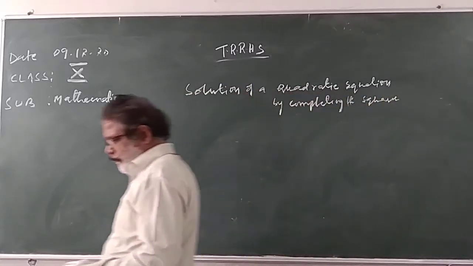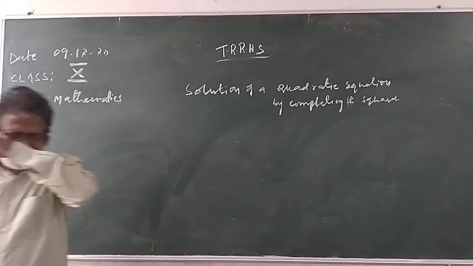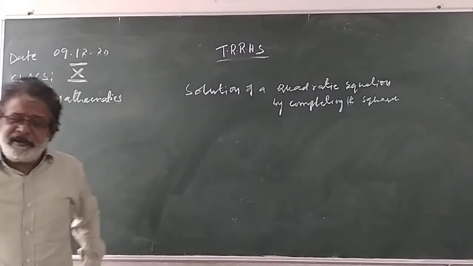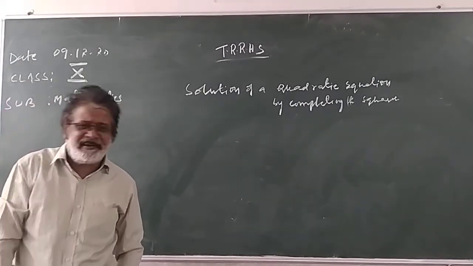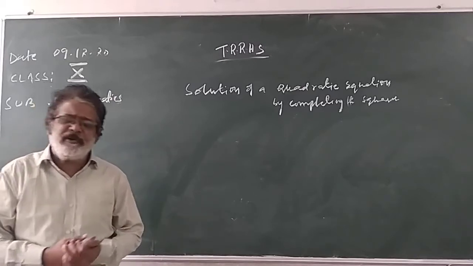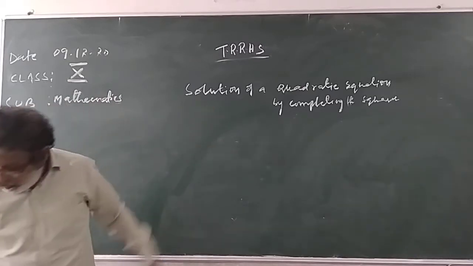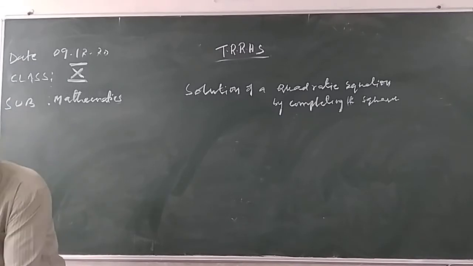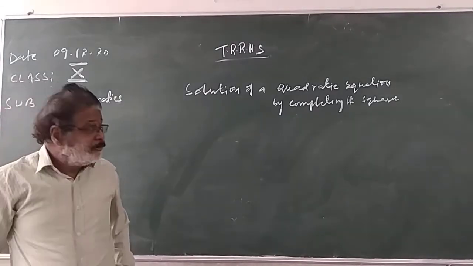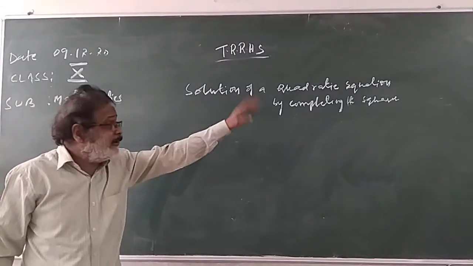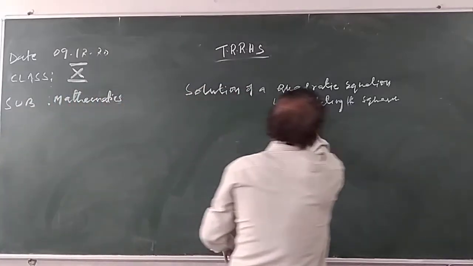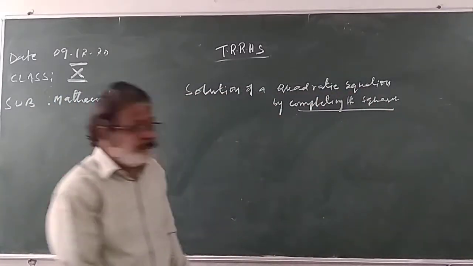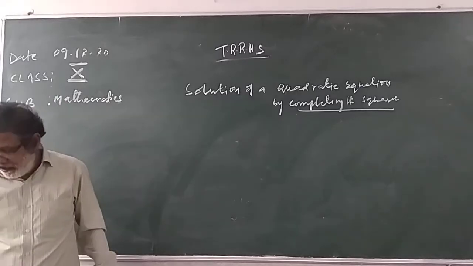So far, the other problems we converted into a quadratic equation, then we solved by the factorization method. So how to find the roots of the quadratic equation? In exercise 5.2 I explained the factorization method. So what is the other method? The second method is by completing the square. Solution of the quadratic equation by completing the square.